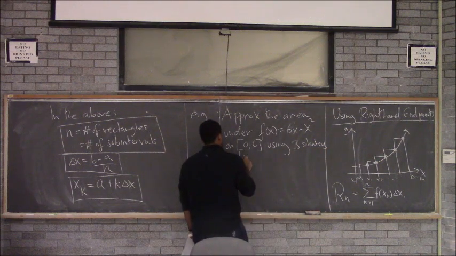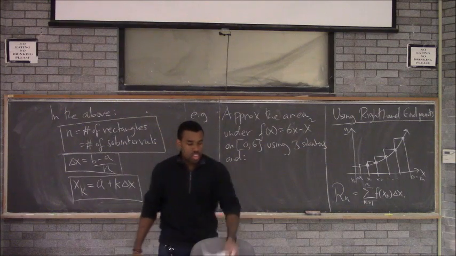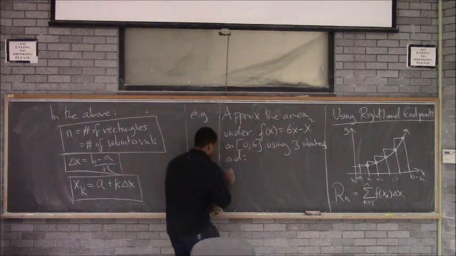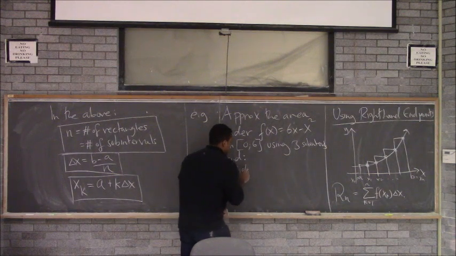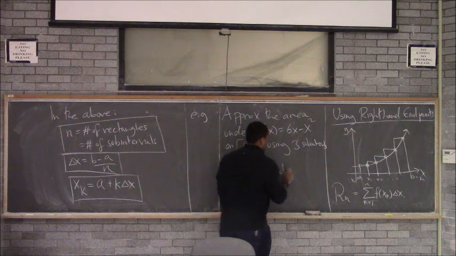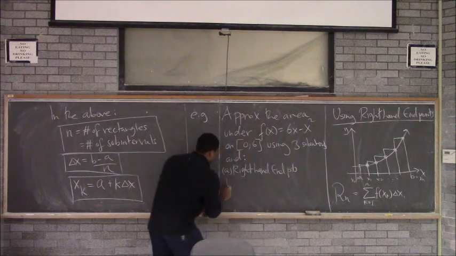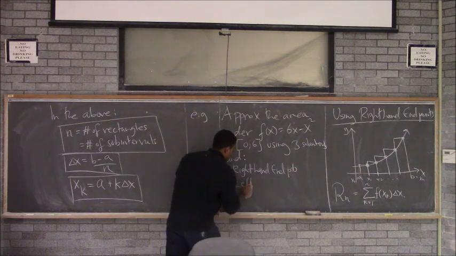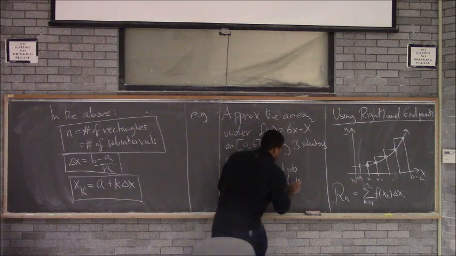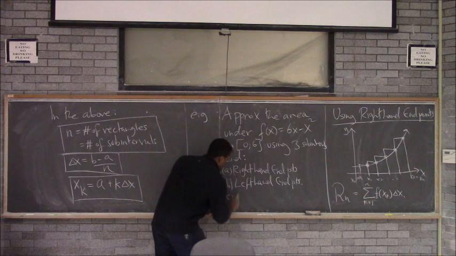And now on a test in the final, you're going to be asked for one of these, but I want to do all 3 of them with you. So you can see the difference between all of them. A, right-hand endpoints. B, using left-hand endpoints. C, using midpoints.